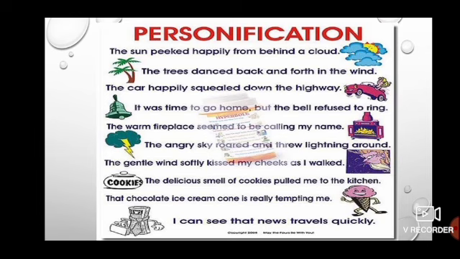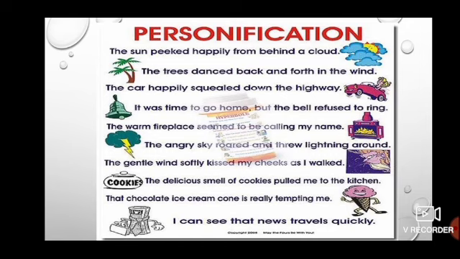The sun peeked happily from behind a cloud. The trees danced back and forth in the wind. The car happily squealed down the highway. It was time to go home, but the bell refused to ring. The warm fireplace seemed to be calling my name. The angry sky roared and threw lightning around.